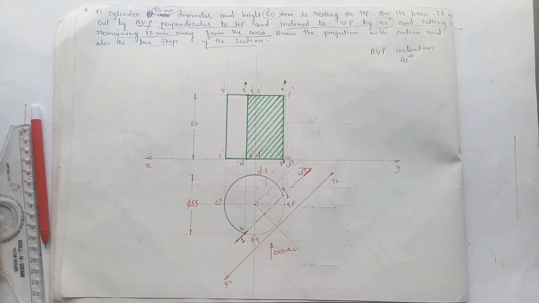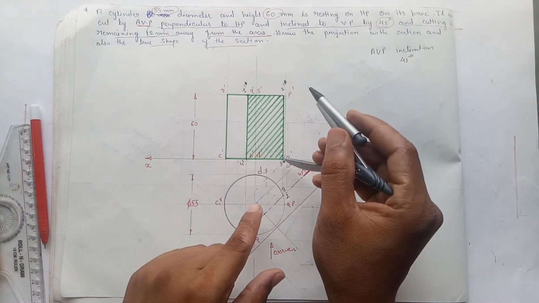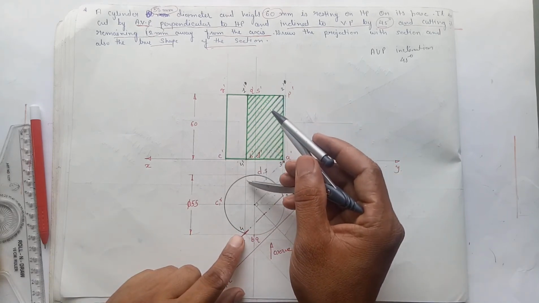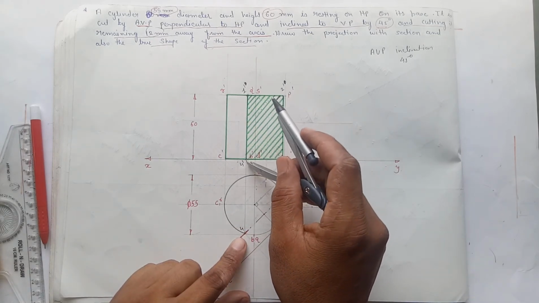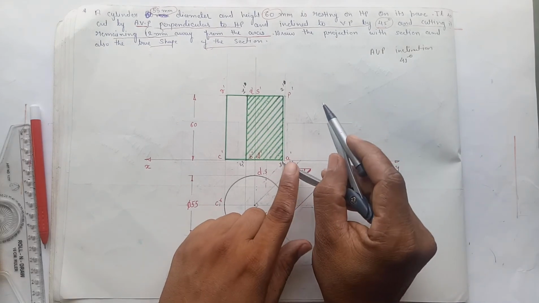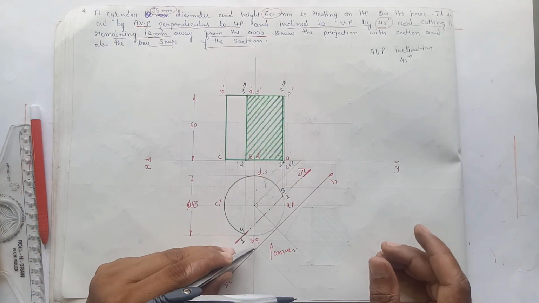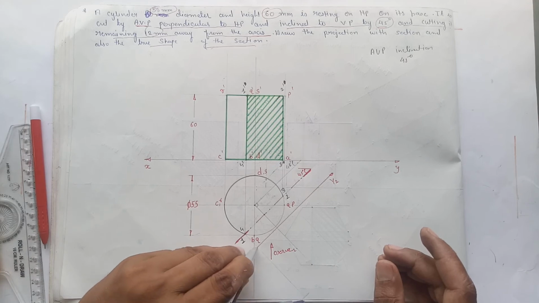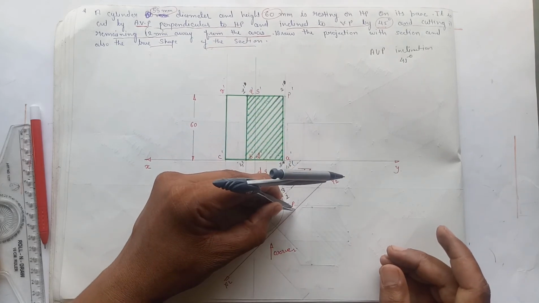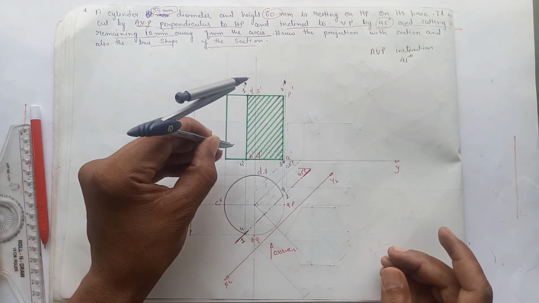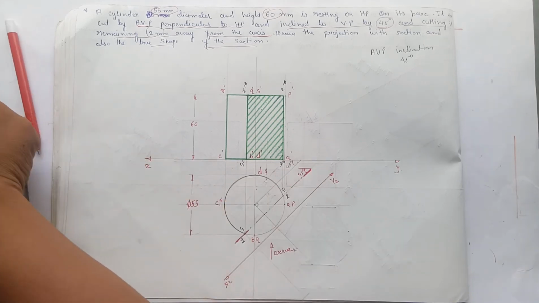Now to draw the true shape of the section, you have to measure the projection of the section, the points of intersection, from the XY line. So here will be 1. This point will be 1, and point 2 will also remain at the same distance. So this will be 2. 3 and 4 remain on the XY line, so here they will remain on the X2Y2 line.